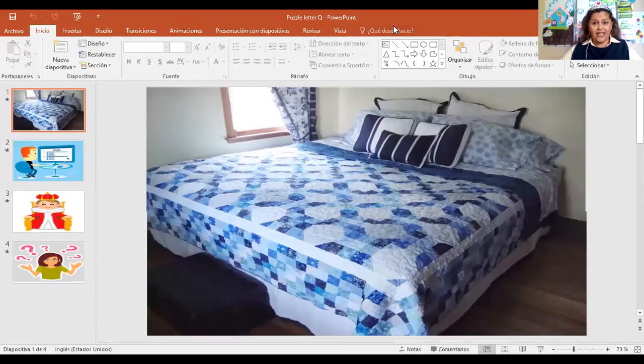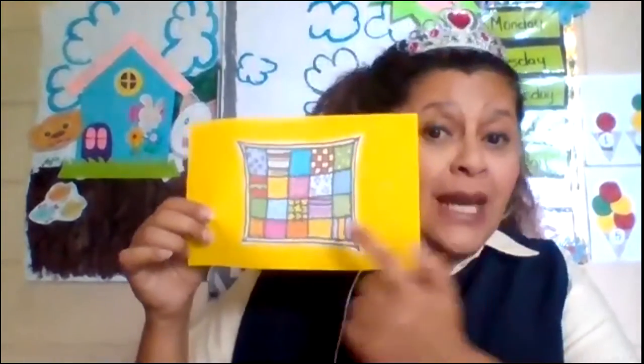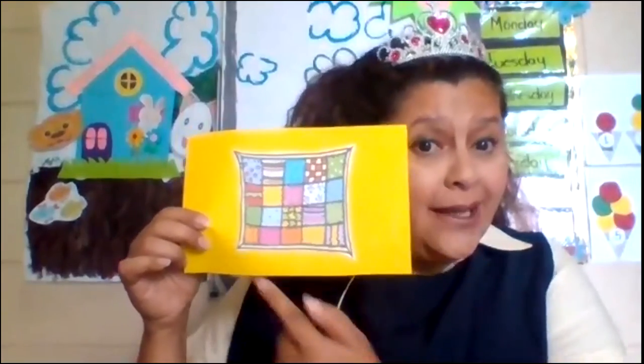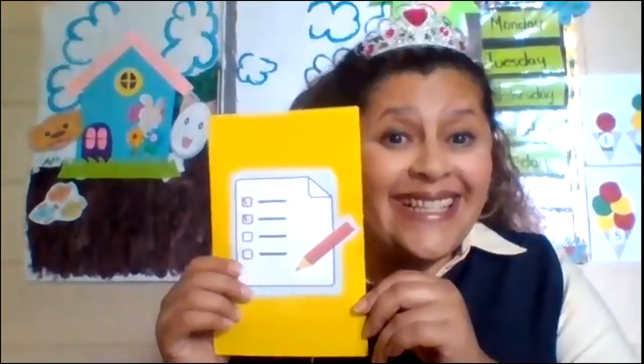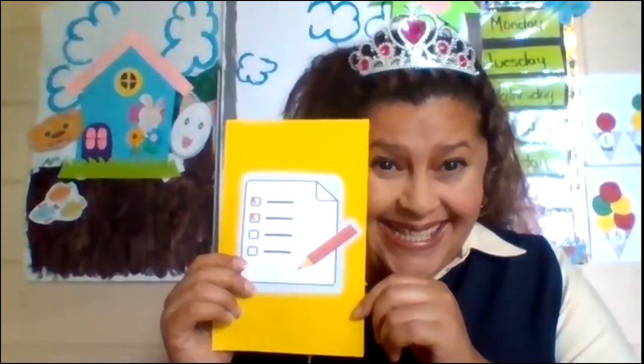Yes, we have finished. So now, girls, today we have learned about the letter Q. And the initial sound, remember, is qua. That is the initial sound for the letter Q. Don't forget the keywords we have learned today. No se les olvide las palabras que hemos aprendido ahora. Quilt. Queen. Question. And quiz.